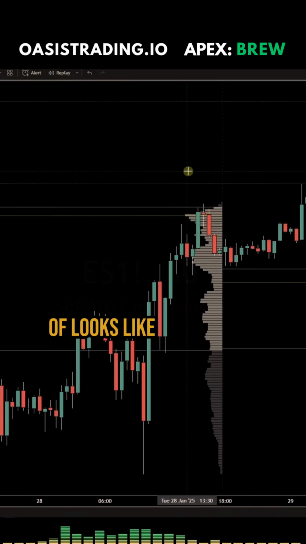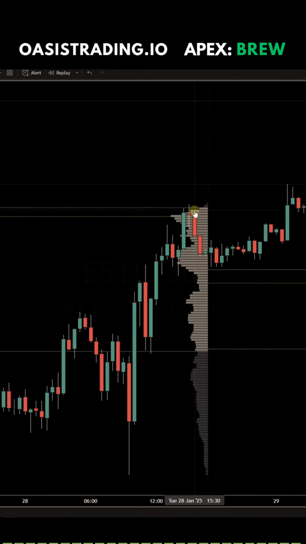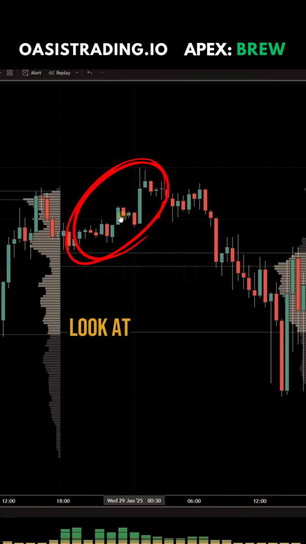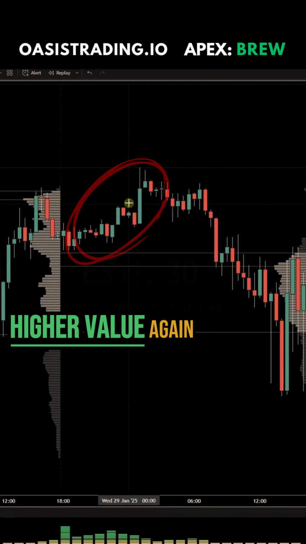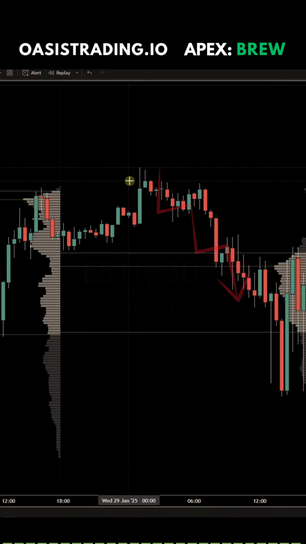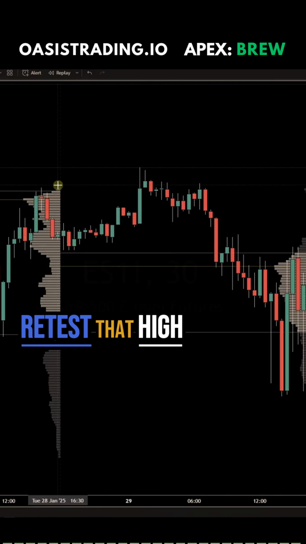So it kind of looks like they were still looking for higher value, which look at what they did the next day. The next day they did do that. They looked for higher value again. It did fail, but they did retest that high.